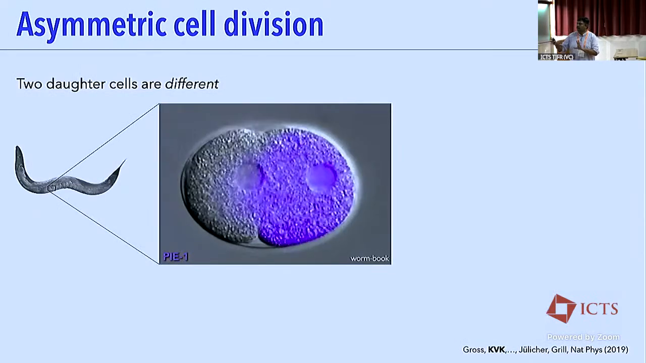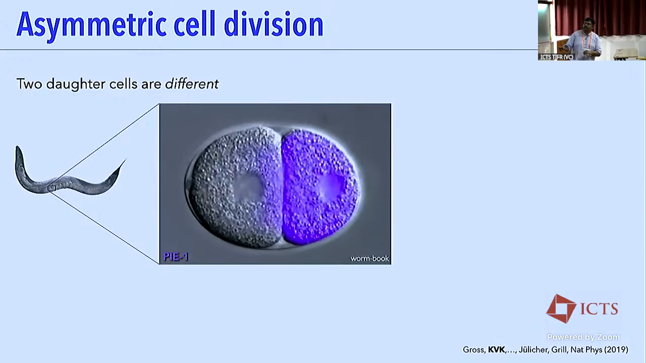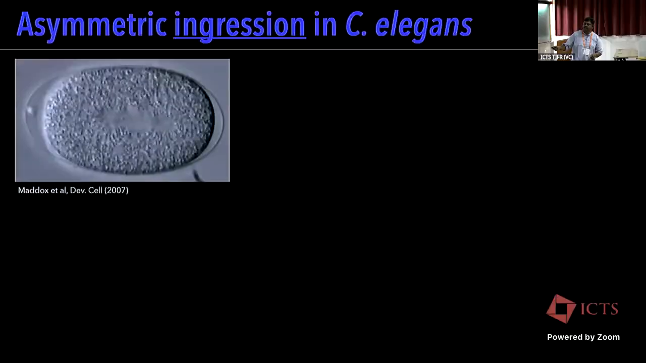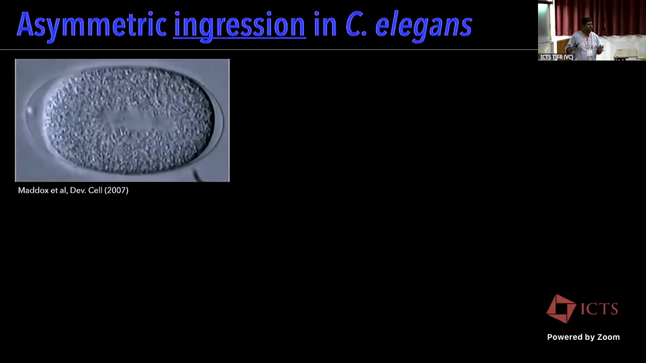I want to tell you two things. One is that the asymmetric cell division that I talked to you about earlier, where the two daughter cells are different, is driven by certain patterns on the surface of the cell. But at the same time, there's another asymmetry that I want to bring to your attention.